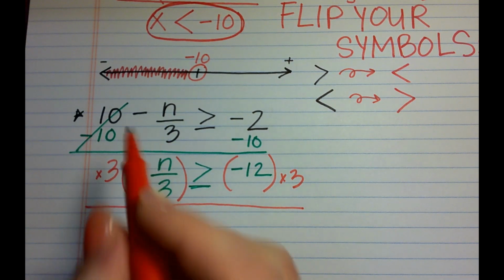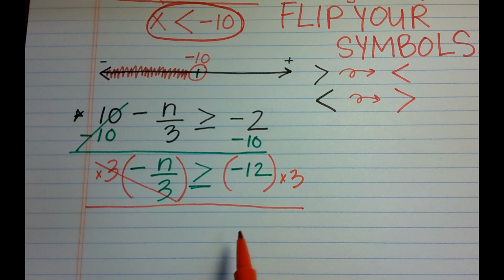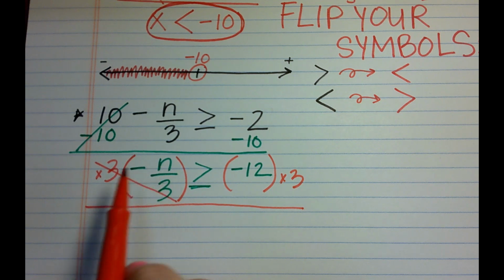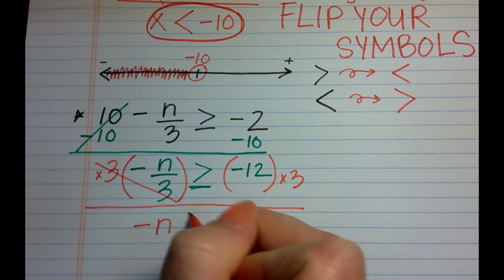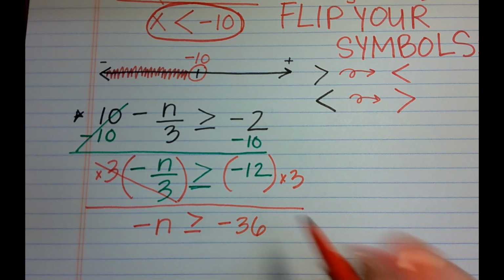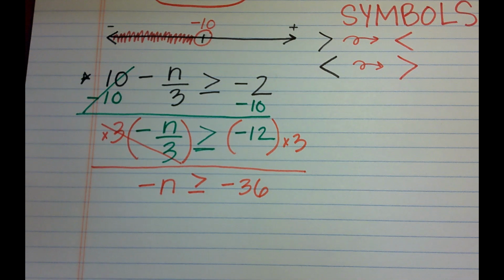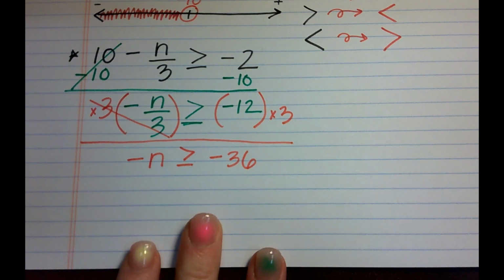Please cancel. 3's cancel. And what does that leave me with? Negative n. Yeah. Good. Negative n is greater than or equal to negative 36. Correct. Perfect. Okay. Now, what do I do next? Quick hold, actually. It's assigned to open up to the negative 36.